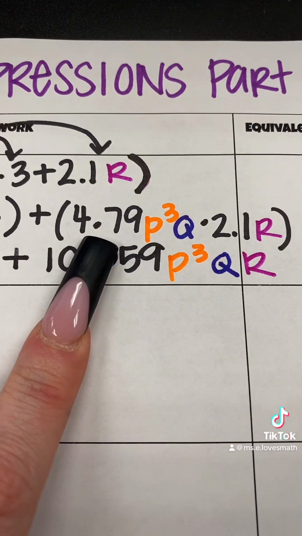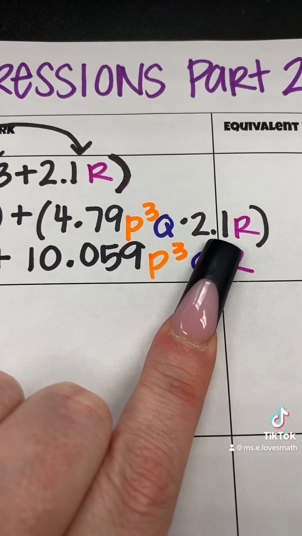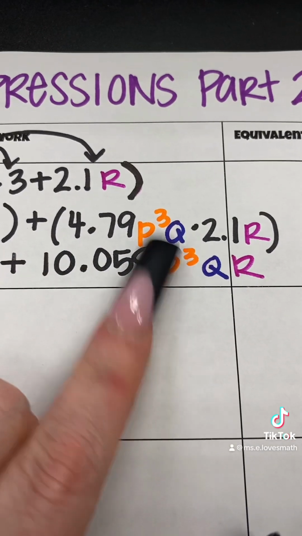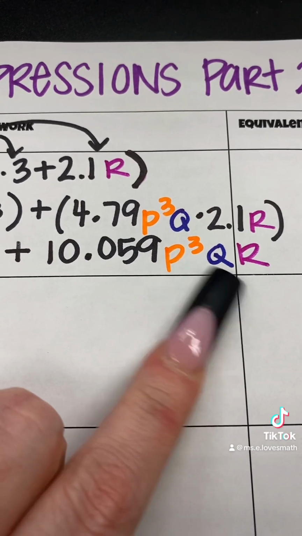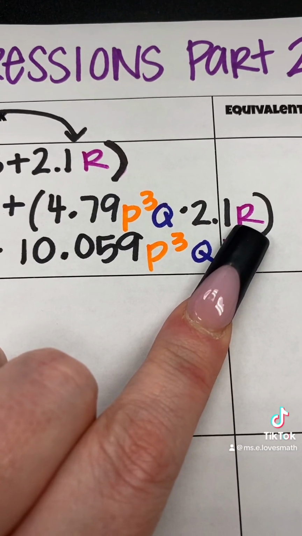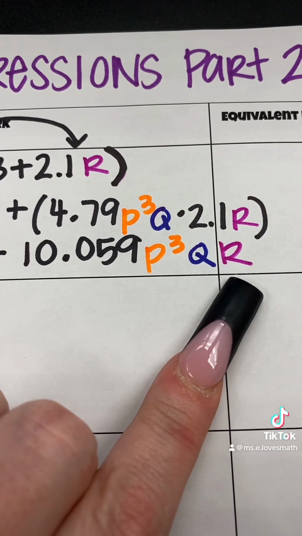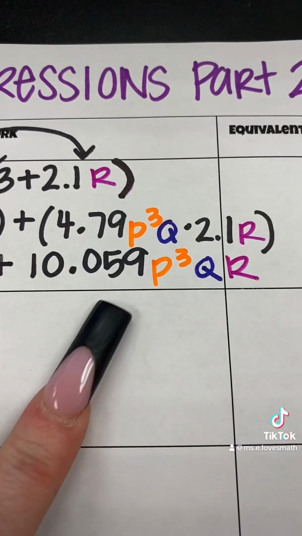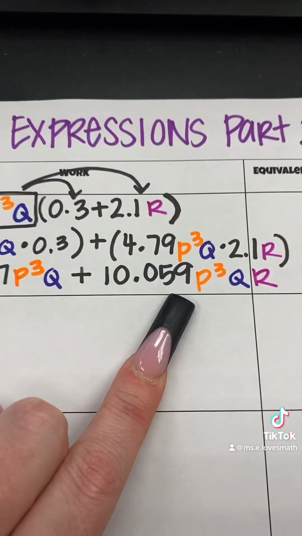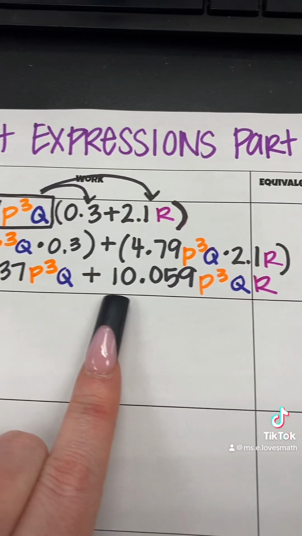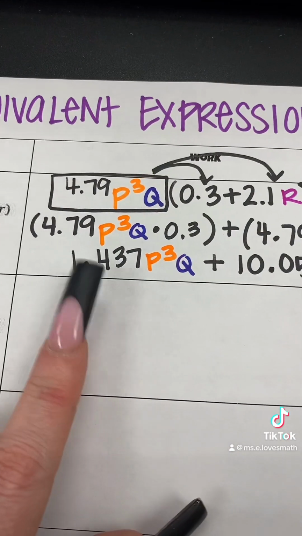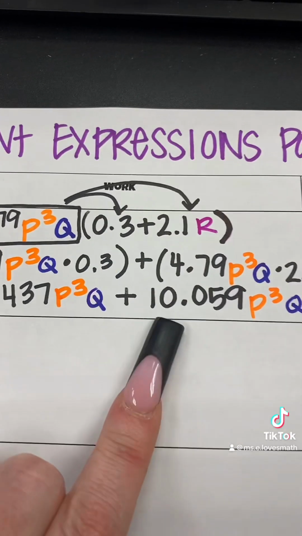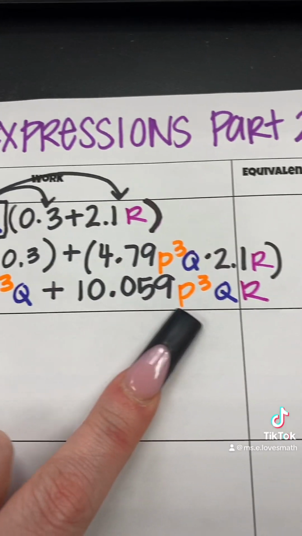Then we had to multiply 4.79 times 2.1. That's how we got 10.059. Then we had p cubed q on this one, so here it is here. But we also had an r on this number, so we had to put that in our final answer. So all three of the variables had to go on this second term. So our final answer is this bottom row. Our final answer is 1.437 p cubed q plus 10.059 p cubed qr.